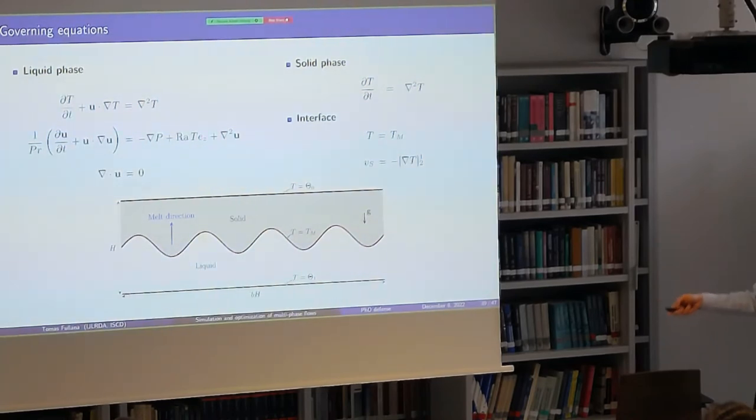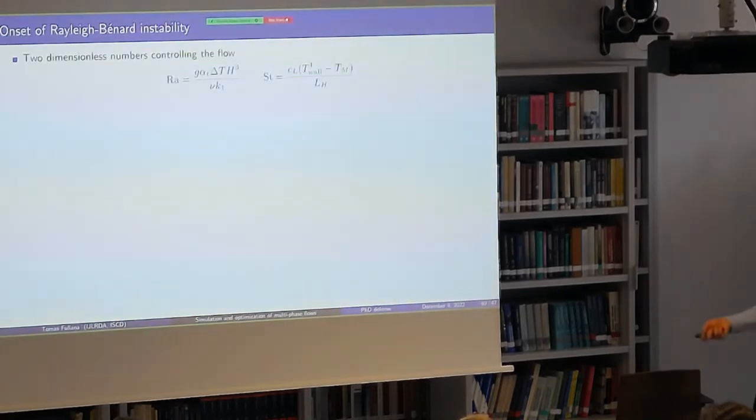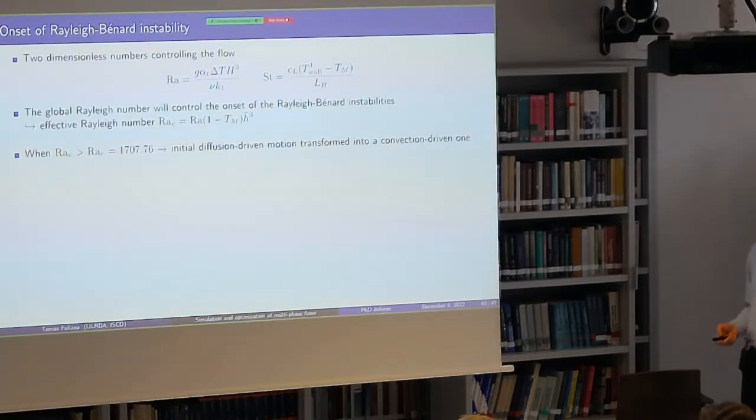Now, this is the domain we are considering. We have an initial layer that will be flat and that will melt towards the top and that will create these convection rolls that will then modify the shape of the interface. Now, the dimensionless terms that control this flow are the Rayleigh number and the Stefan number. In particular, the Rayleigh number will control the onset of the Rayleigh-Bénard instability. It's useful here to define an effective Rayleigh number that depends on the global Rayleigh number, on the melting temperature, and on the height of the fluid layer. When this effective Rayleigh number reaches a critical value of 1700, the initially diffusion-driven motion will be transformed into a convective one, and we will see the rolls appearing.